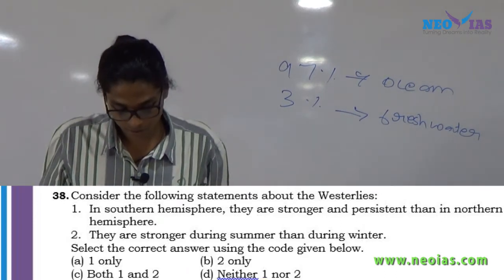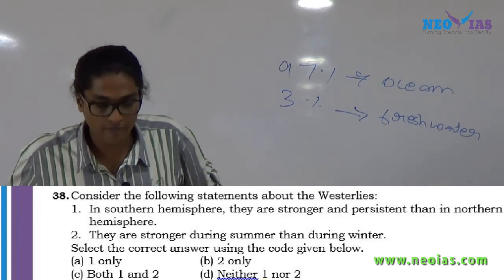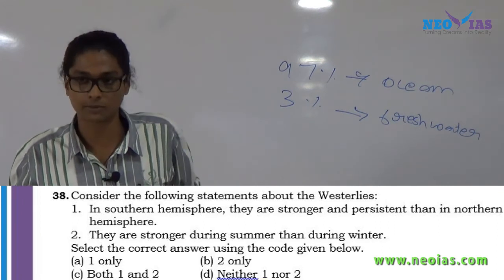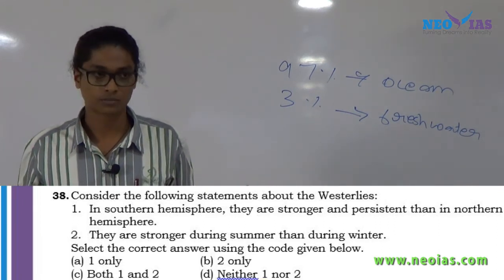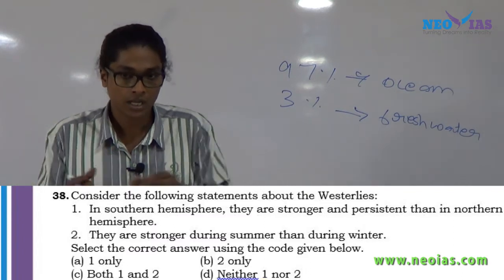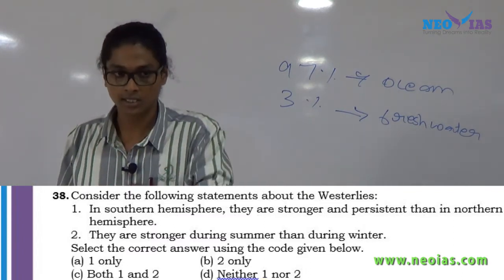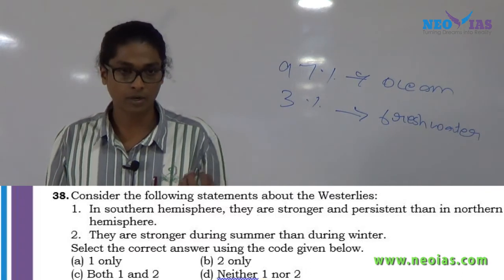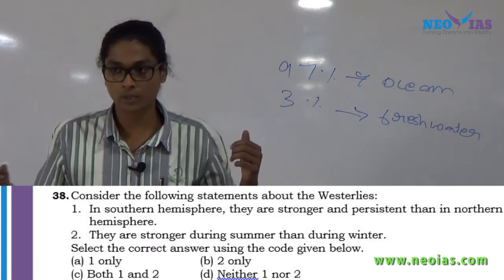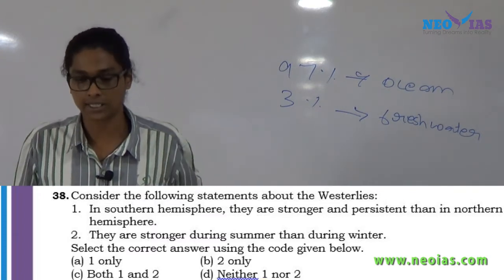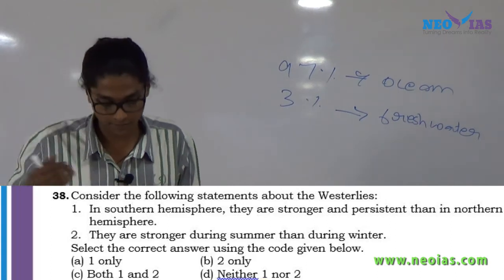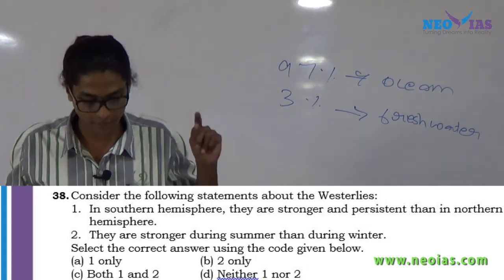Now with that knowledge, go through the first statement. In the southern hemisphere, they are stronger and more persistent than in the northern hemisphere. True or false? True, right? Because of what? Because we have less land mass in the southern hemisphere and more land mass in the northern hemisphere. And this creates an obstacle for the propagation of Westerlies. So they are more irregular in the northern hemisphere. So the first statement is true.